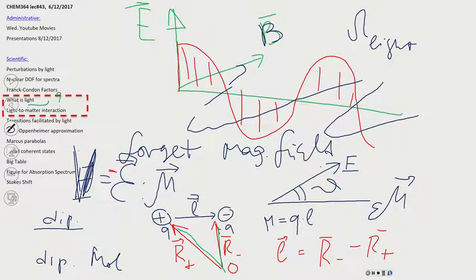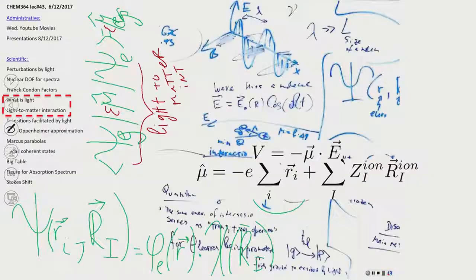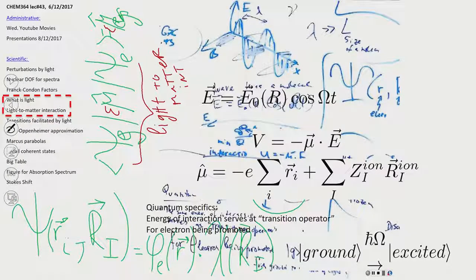Good? Better? Still good. So the electric field oscillates, the interaction is a product, and the dipole, if there are many positive ions and negative electrons, is a summation of them.